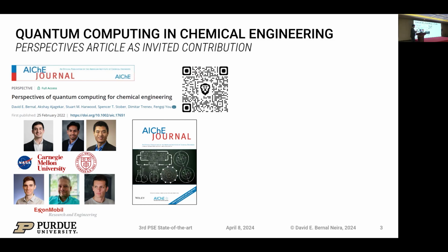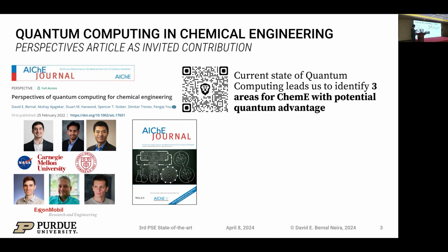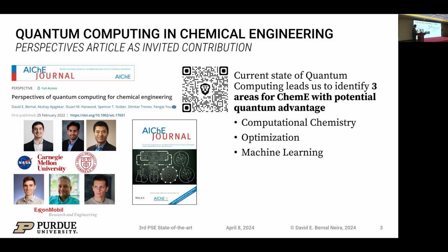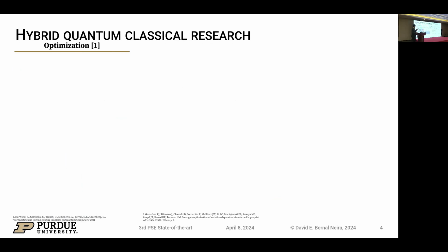We identified 3 areas in chemical engineering which can be positively impacted by quantum computing in the near term. Those 3 areas are computational chemistry, optimization, and machine learning. Although there is potential for each one of them, there are a lot of challenges to overcome. Along those lines, my group started working especially on those 3 topics, so I will try to accommodate examples that we're working on in our team.